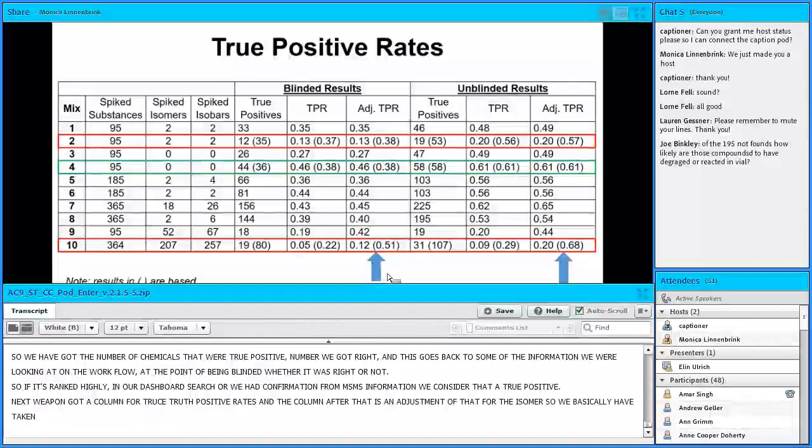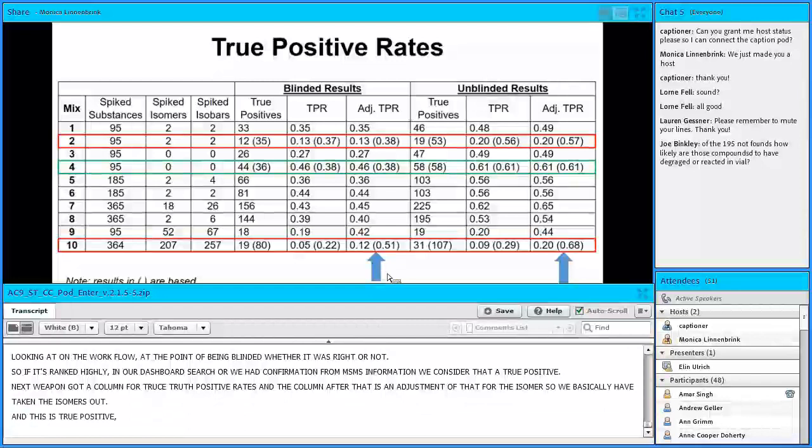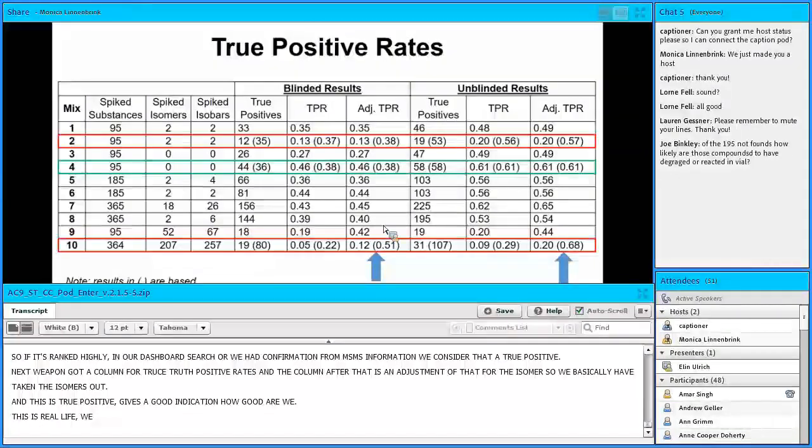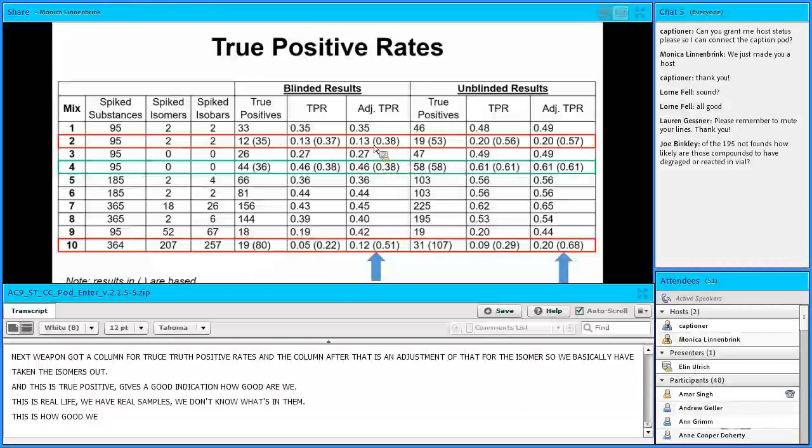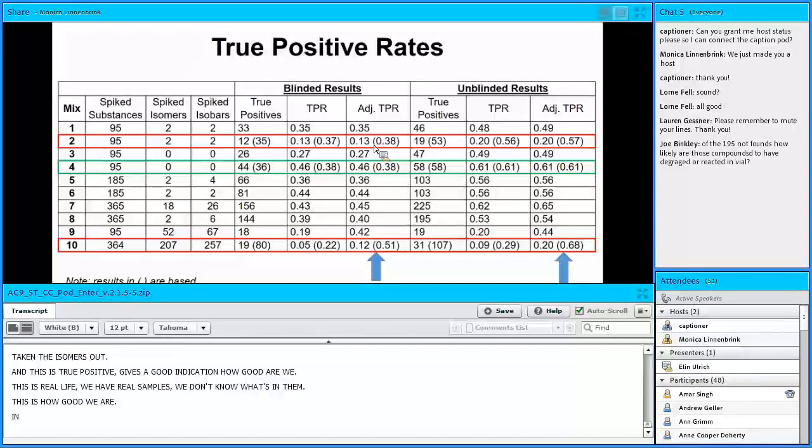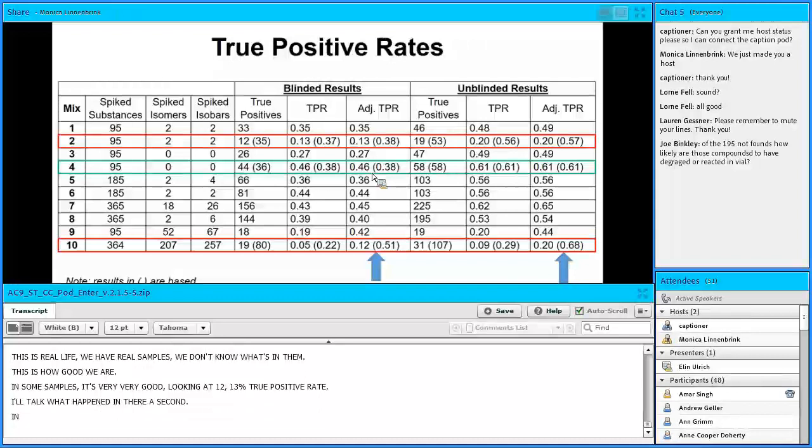And this adjusted true positive rate gives us a good indication of how good are we. This is real life. We've got real samples. We don't know what's in them. And so this is how good we are. And in some samples, it's not very good. We're looking at 12 to 13% true positive rate. I'll talk about what happened there in just a second. In some cases, we're actually getting some pretty good results for about 46%.